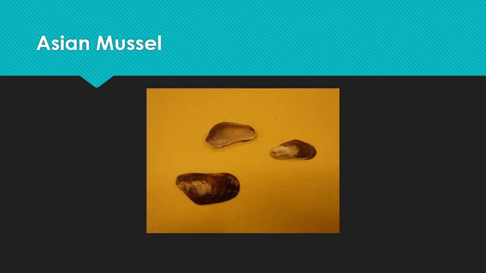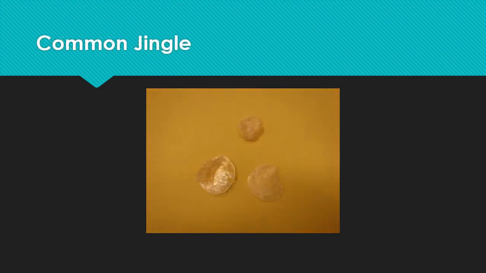The Asian mussel is an exotic that is known for fouling pipes and attaching to boats and engines. The common jingle can come in the light variety or the darker variety depending on the mineral sand that it grows in, and they are also used in wind chimes.